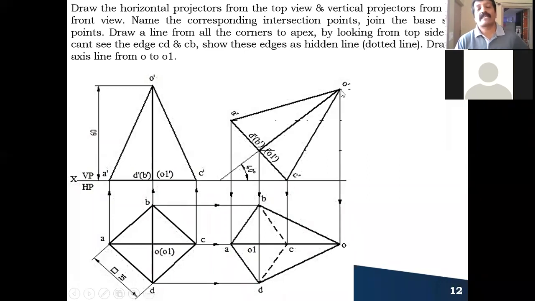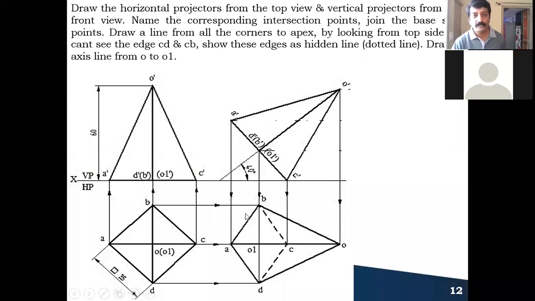And C to O we cannot see, but I cannot show it here. Already the A to O visible edge is there. Even if I draw the C to O hidden edge here, I cannot see it. It will coincide with the visible edge. And the axis line also I cannot show here, but the axis line is there, O1 to O. But the visible edge is already there. I cannot show that. So this completes the second position.